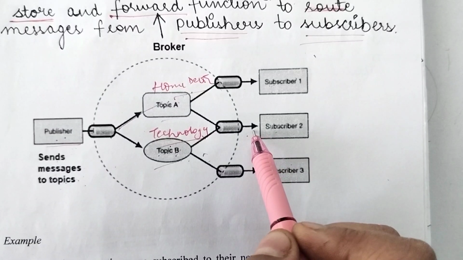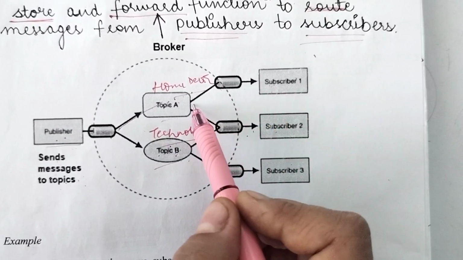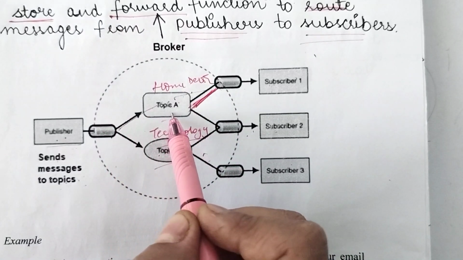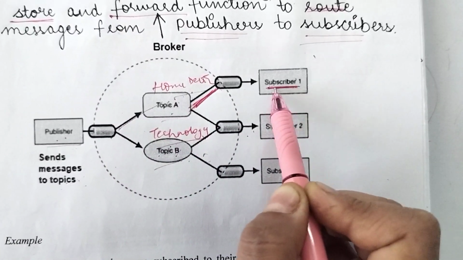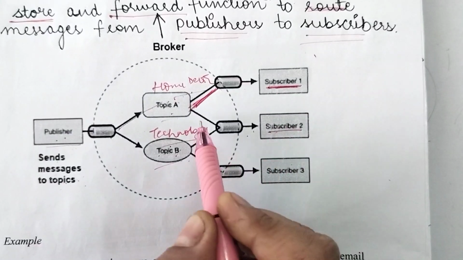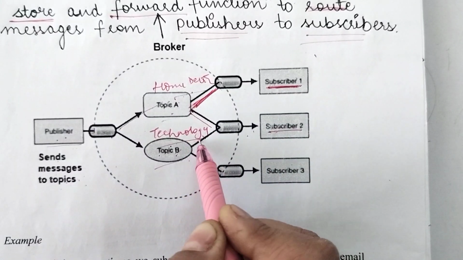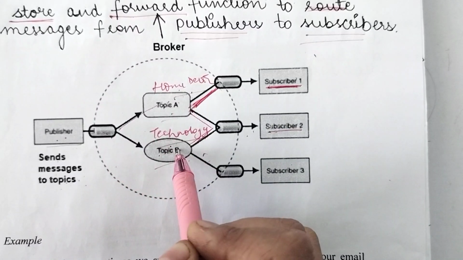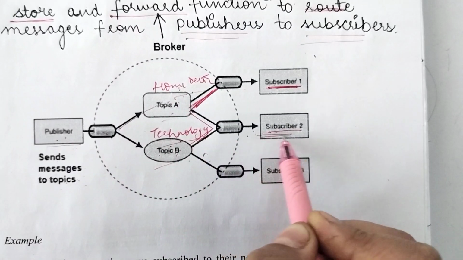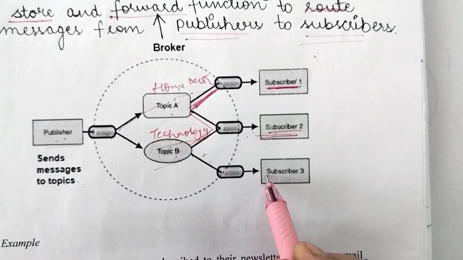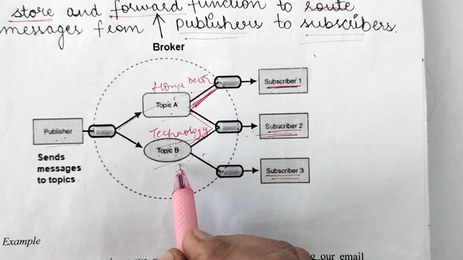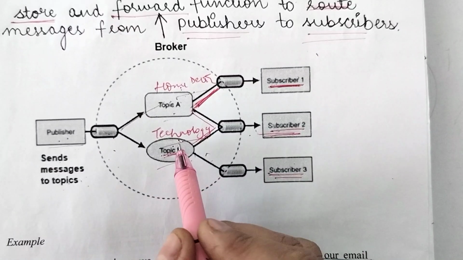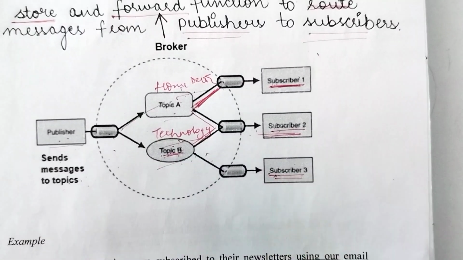Then subscriber 2, as you can see, has subscribed only to the home decor topic. So whenever something in home decor is published, subscriber 2 will receive the messages. Subscriber 3 has subscribed to both topic A and topic B. So whenever something is published either in home decor or in technology or in both, he will receive messages from these topics. And subscriber 4, as you can see, has subscribed only to technology. So whenever something is published in the technology topic, he will receive messages for this particular topic.